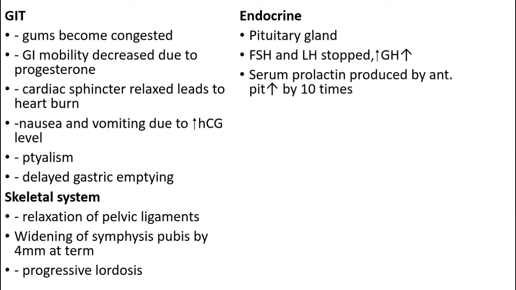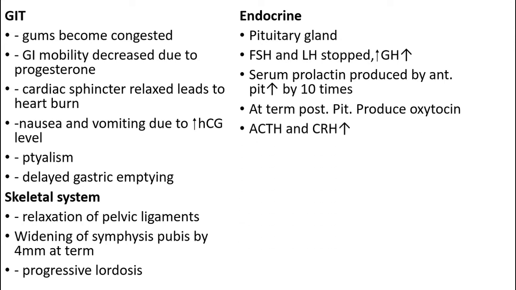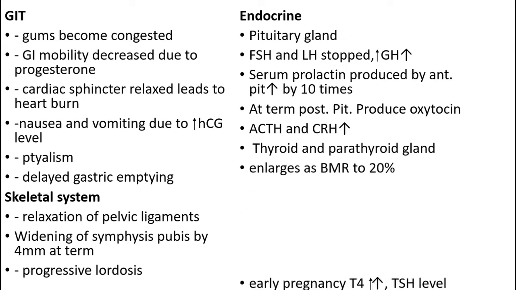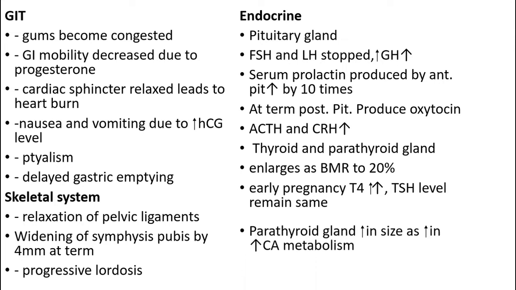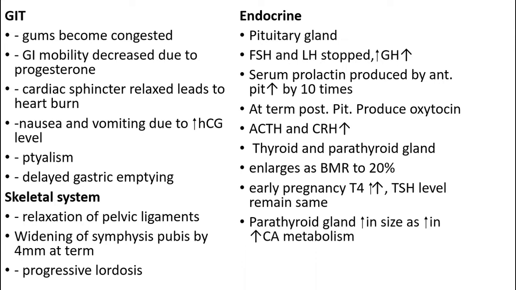In the pituitary gland, FSH and LH will be stopped, and serum prolactin will be produced by the anterior pituitary. At term, the pituitary will produce oxytocin, and ACTH and CRH will be increased. The thyroid gland will enlarge because of increased BMR. The parathyroid gland will be increased because of the increased calcium metabolism.